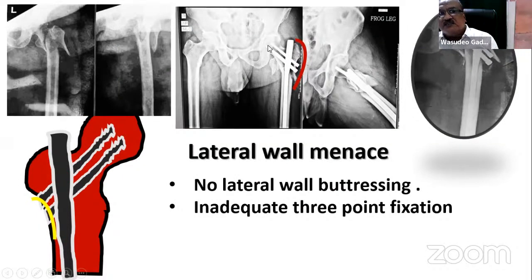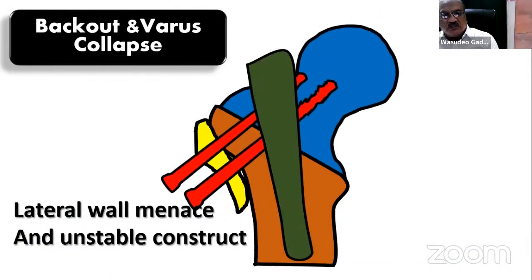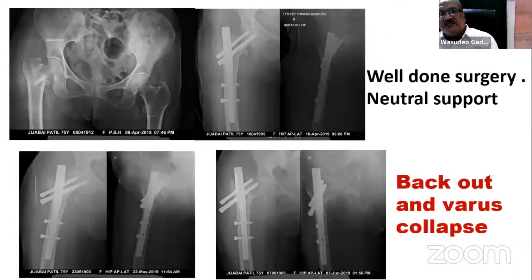Only there is fixation of the screw here in the femoral head and in the neck. But the nail screw junction is a loose construct here. There will be micro motion and you may get a failure and varus collapse. So the implant is unable to hold the fracture. It is because of the lateral wall. So back out of the screw in unstable trochanteric fracture. So back out, reverse Z effect, and instability are the common things. Now we can see here, back out and migration, cut through.